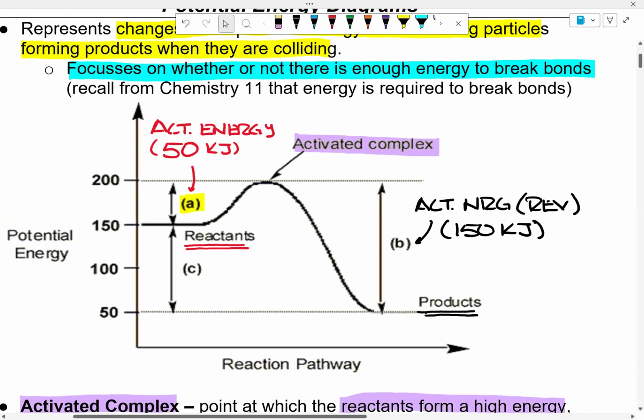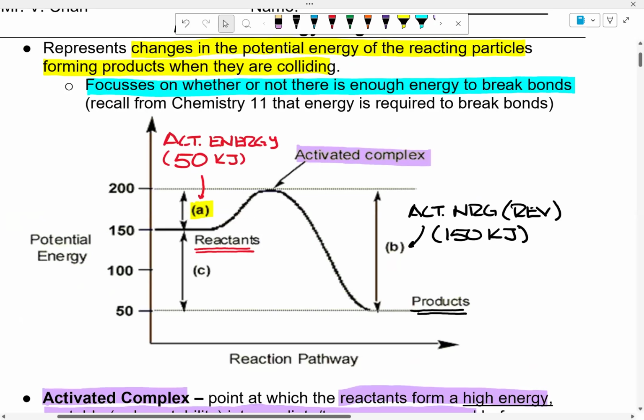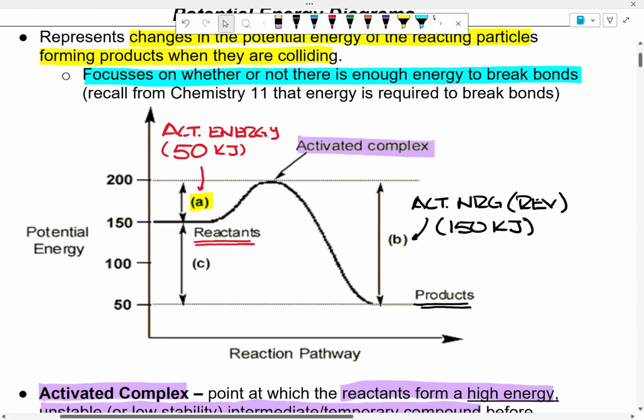Now, in regards to the activated complex, regardless whether you're reading it from reactants to products or products to reactants, what happens is the activated complex is the same compound for both. Both reactants form the activated complex to form products, and products form the activated complex to form reactants.